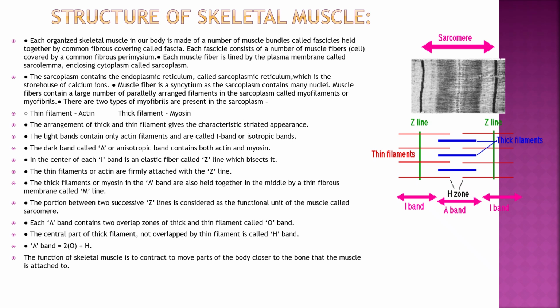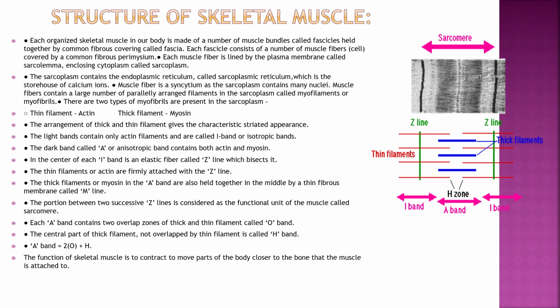There are two types of myofilaments present in the sarcoplasm. The thin filament is called actin and the thick filament is myosin. The arrangement of thick and thin filaments gives the characteristic striated appearance. The light bands contain only actin filaments and are called the I band or isotropic band. The dark band called the A or anisotropic band contains both actin and myosin. In the center of the I band is an elastic fiber called the Z line, which bisects it.